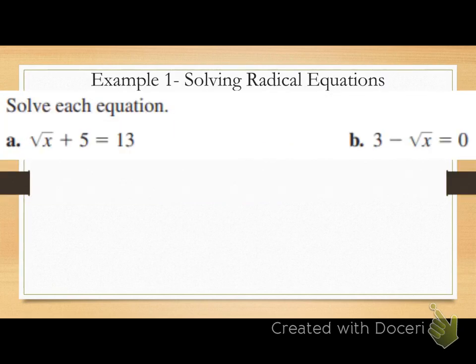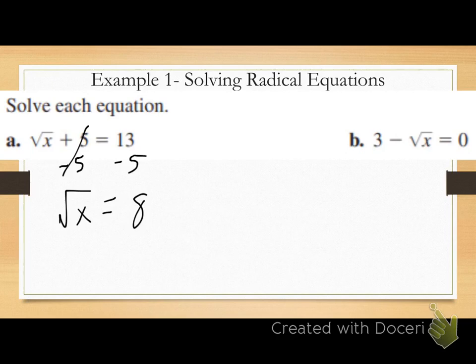All right, example 1. Solve each equation. Letter A, I have the square root of x plus 5 equals 13. Right now, as it is, is my radical by itself? No, what do I have with it? Plus 5. So I'm adding 5 to it. What's the inverse of addition? So I need to do what to both sides here? Subtract 5 from both sides. 13 minus 5? 8. Everyone go with that first step.